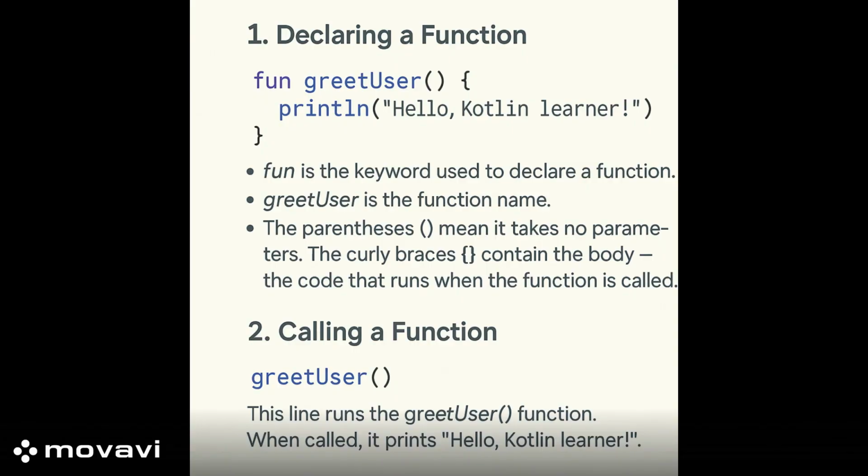Let's get started. What is a function? A function is a reusable block of code that performs a specific task. Kotlin functions can return values or just perform an action.